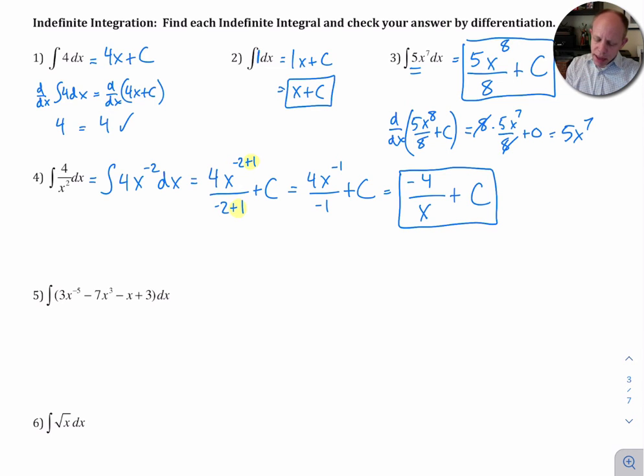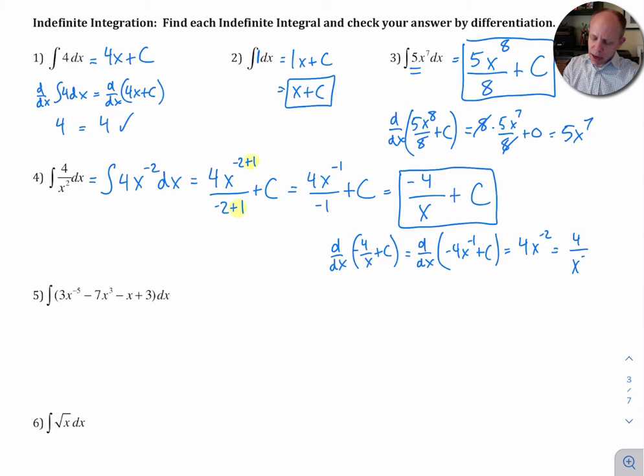All right, if we want to check that derivative, we have the derivative of negative 4 over x and the plus c. Notice we have to rewrite it first as negative 4x to the negative 1. And now we can use our power rule, so negative 1 times negative 4 is 4. We'll knock that power down 1. The derivative of the constant goes away, and we get 4 over x squared, which again is what we were looking for. So that definitely checks out.